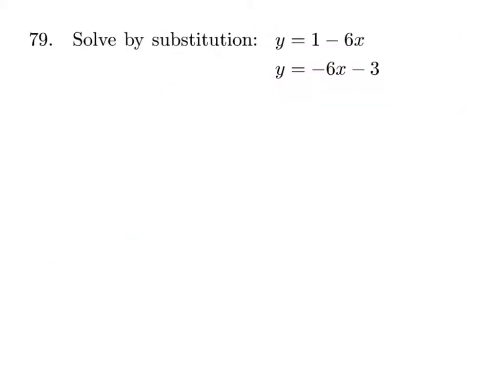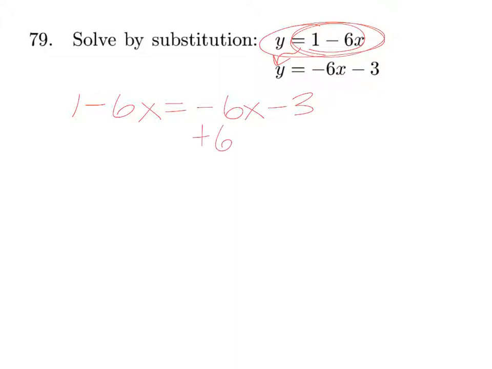Solve by substitution. All right, here we have a system, and we have one of the variables isolated already. Perfect. So I'll take this expression and substitute it in for y in the other equation. Always the other. All right, now I'm going to try to isolate the variable.